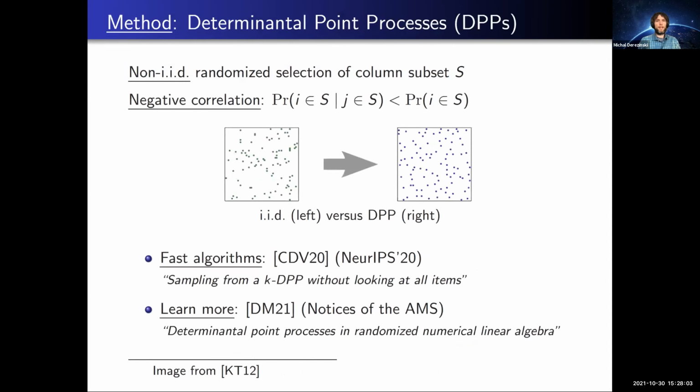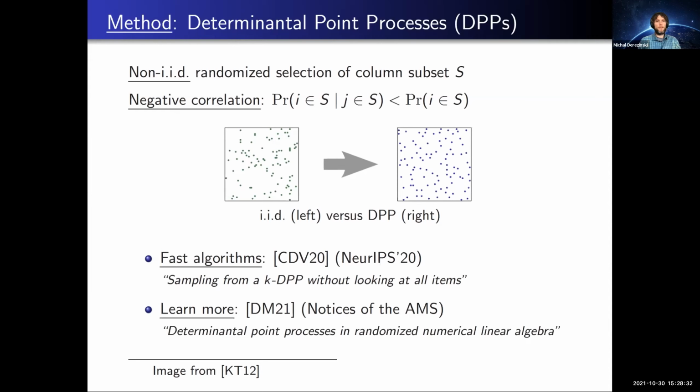Of course, the practical performance of dimensional reduction depends on the subset selection method, on the algorithm used. So here we focus primarily on the method called determinantal point processes. A determinantal point process is a non-IID randomized sampling method that uses negative correlations to induce diversity in the sampled subset.